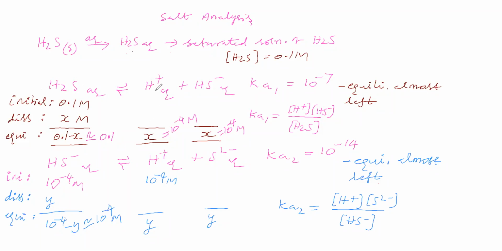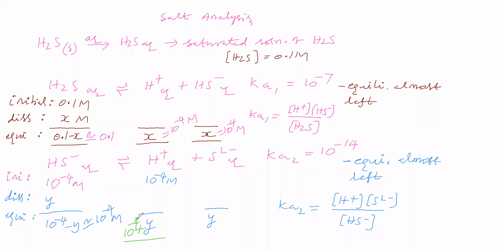H2S is also giving H plus. How much H plus does H2S give? 10 power minus 4. Therefore, initially 10 power minus 4 H plus is there. HS minus is giving Y. So totally how much H plus is there that we have to consider? Totally, H plus is 10 power minus 4 plus Y.